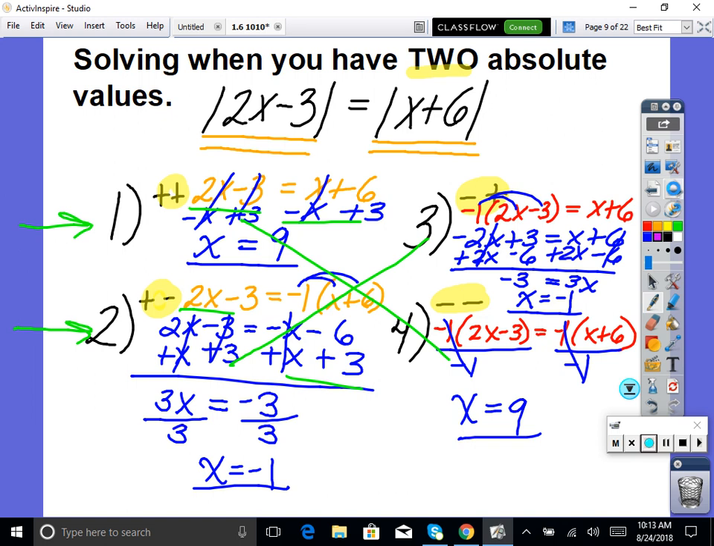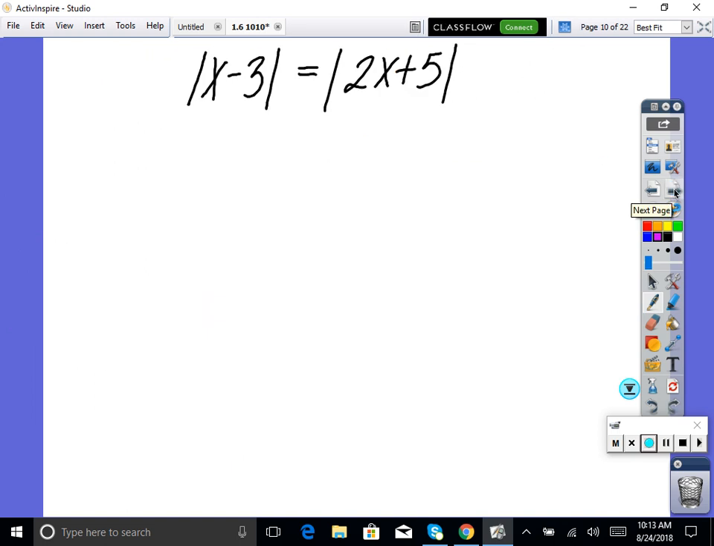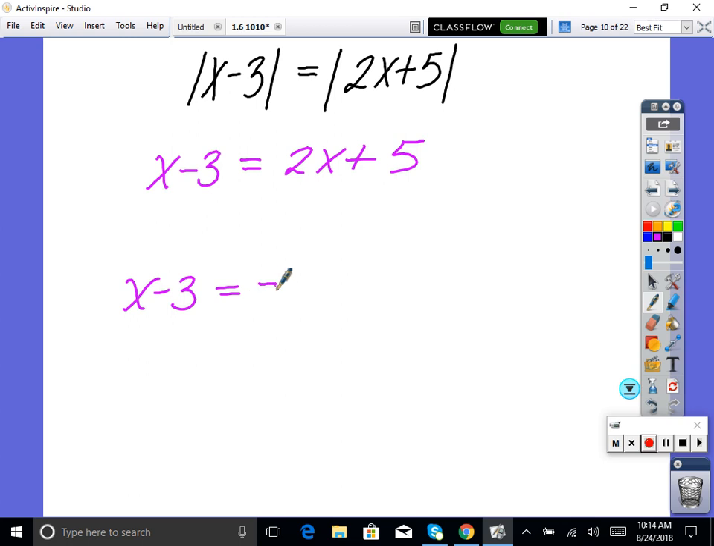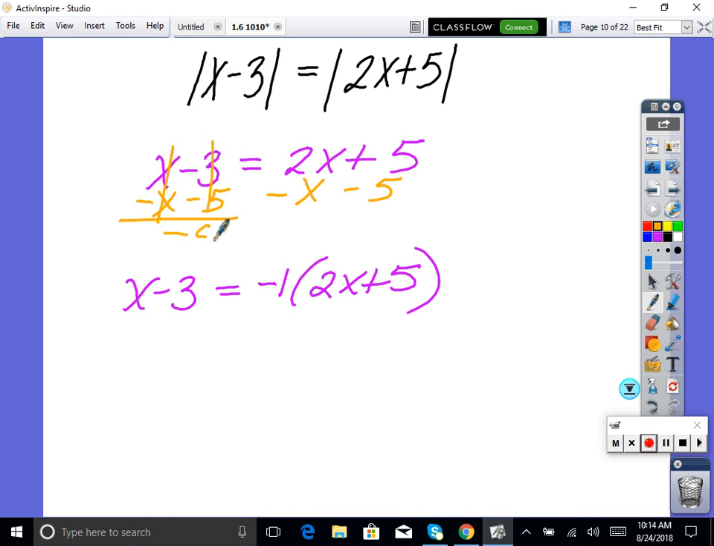Okay, cool. So let's do that using that rule. So we say, okay, we have an absolute value and an absolute value. So we're going to have an x minus 3 equals positive 2x plus 5. We're also going to have an x minus 3, staying positive, like I said, equals negative 1 times 2x plus 5. And those are going to take care of all the solutions for us. So let's solve. Minus x, subtract 5, subtract 5. So that's gone. That's negative 8 equals x. X equals negative 8.